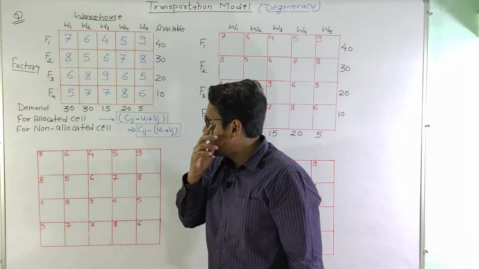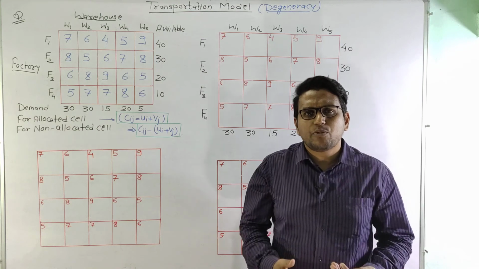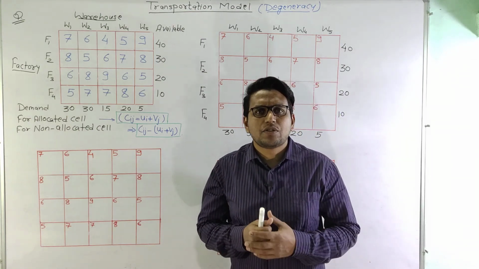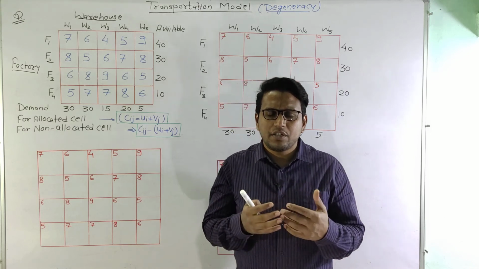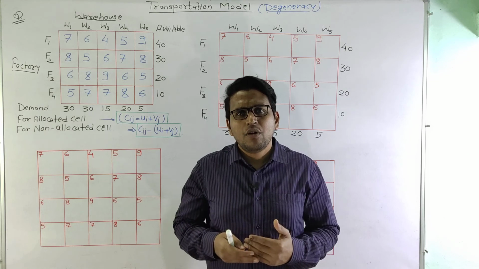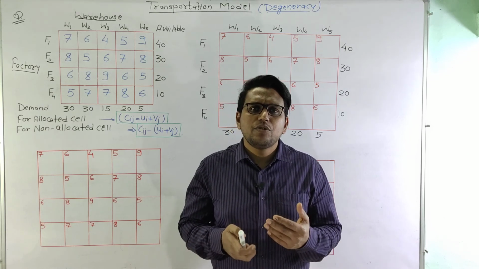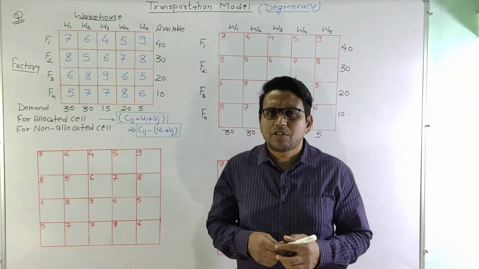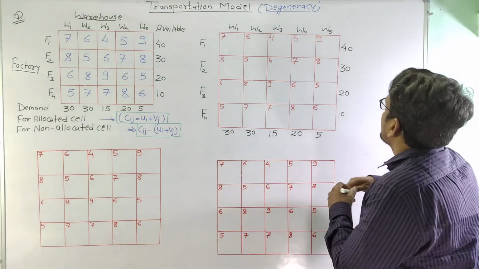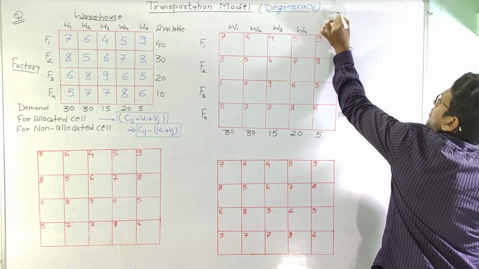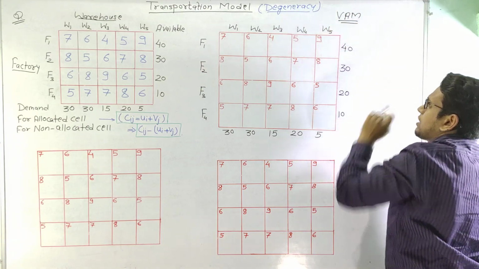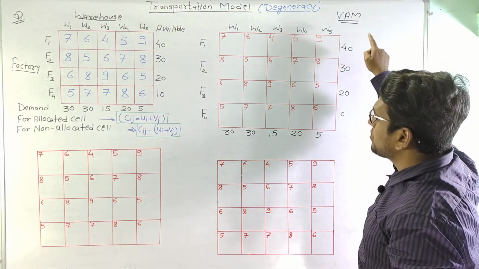So our objective is to minimize the total transportation cost, and we know that our transportation problem is solved in 2 parts. First is to obtain the basic feasible solution and then to check for optimality. So we are going to use Vogel's approximation method to calculate the basic feasible solution.